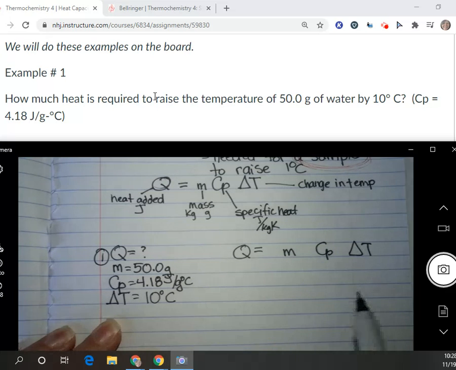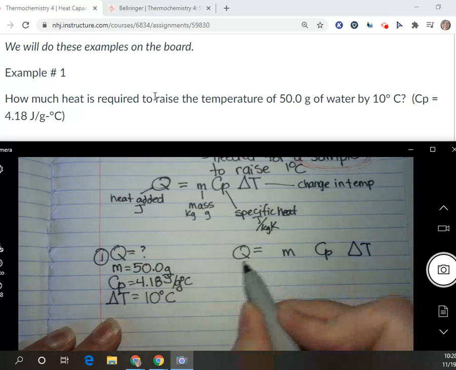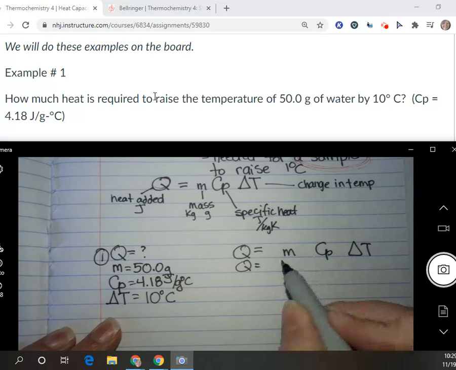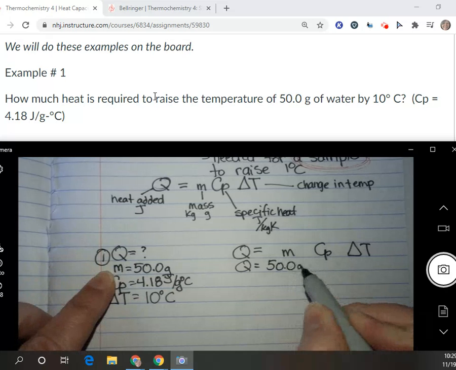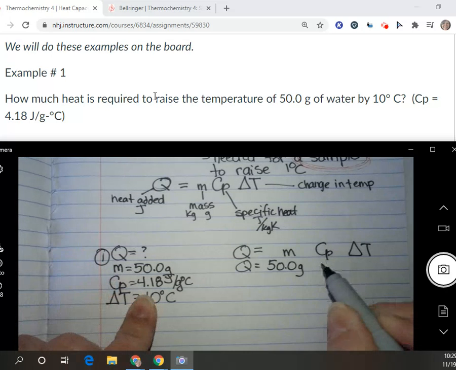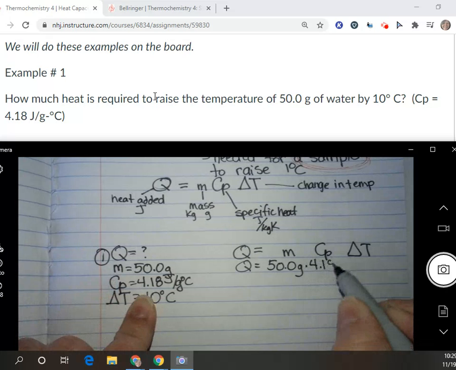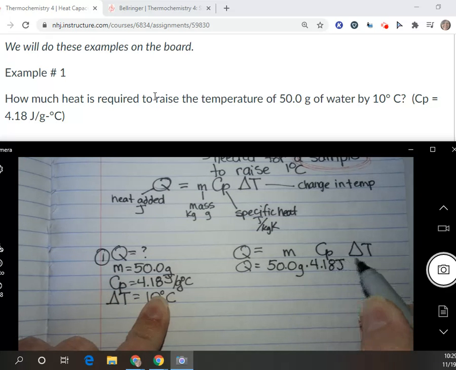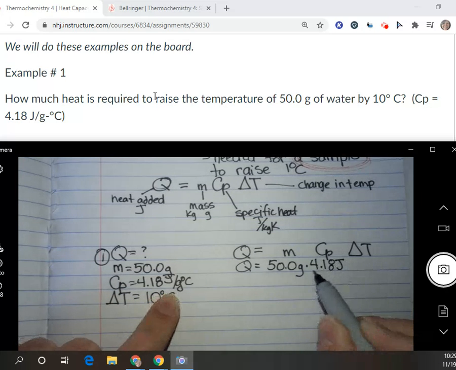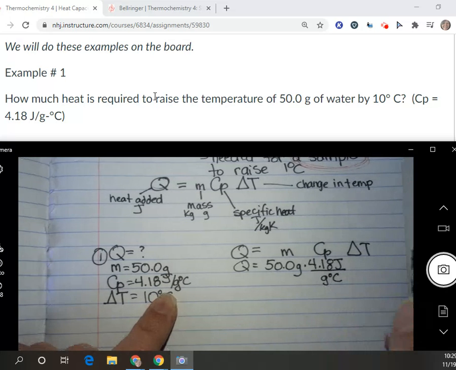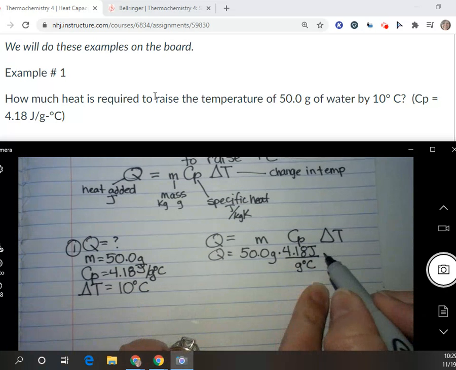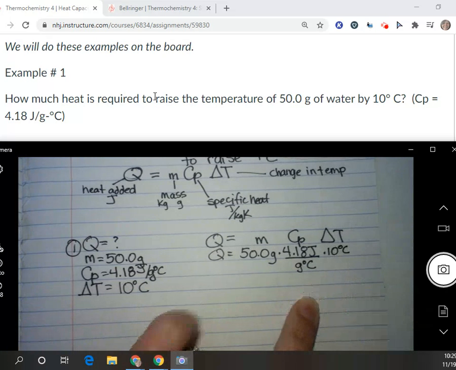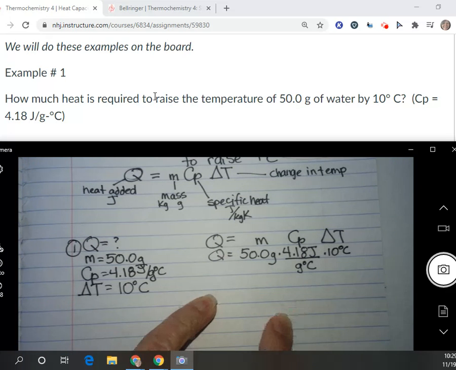Then we're just going to plug in what we got. We don't know what Q is. That's the variable, the unknown we needed to find. M, we're just going to plug in my specific heat, 4.18. Now, make sure that when you write these derived units, you write them correctly so that you can cancel the units when you're ready to do that. And then your delta T is 10 degrees.